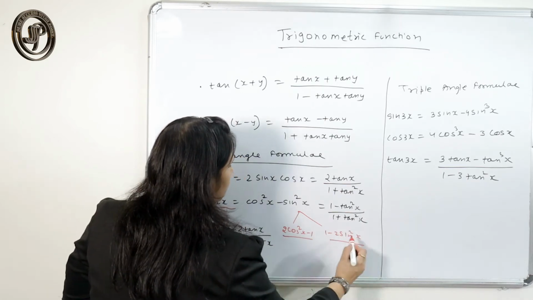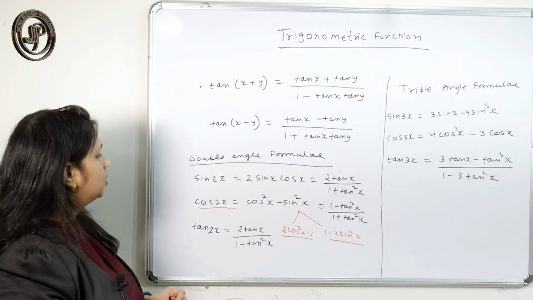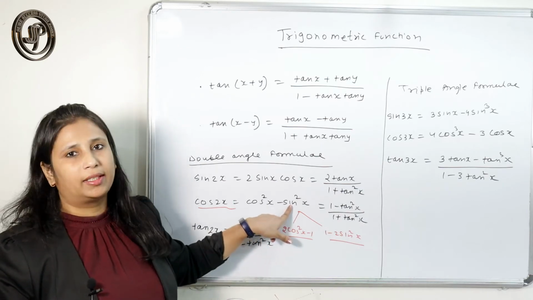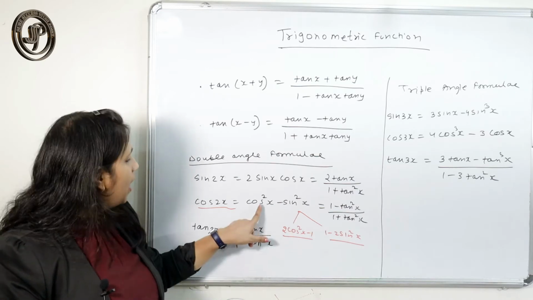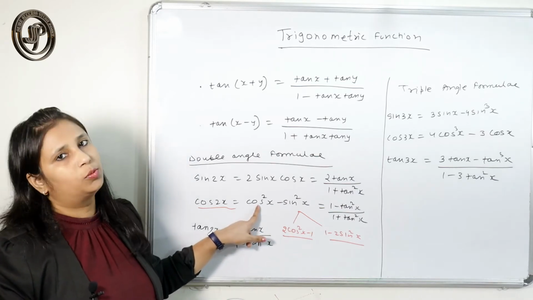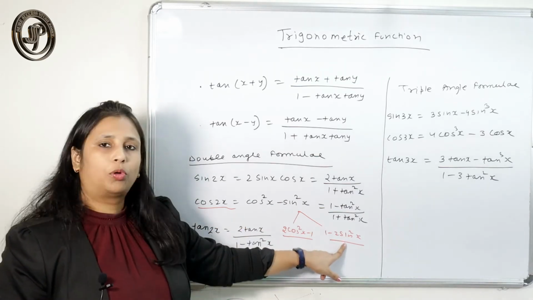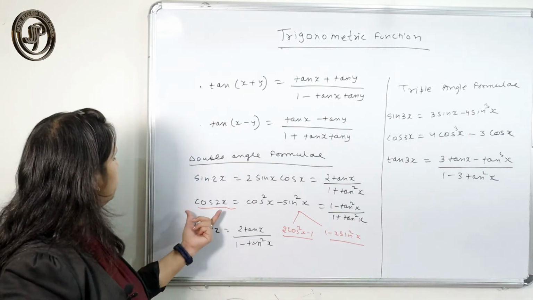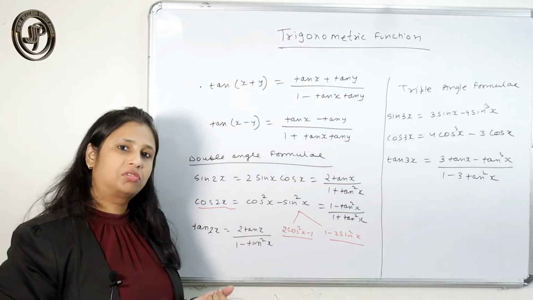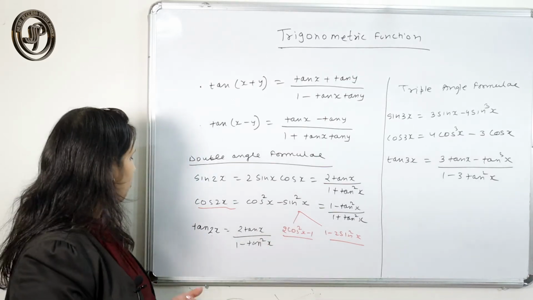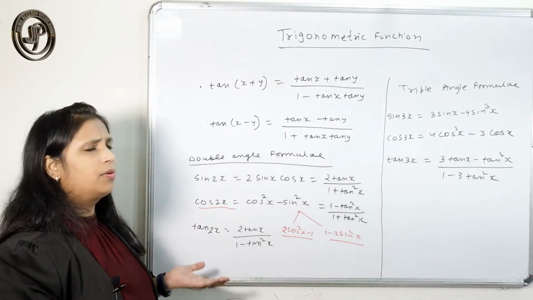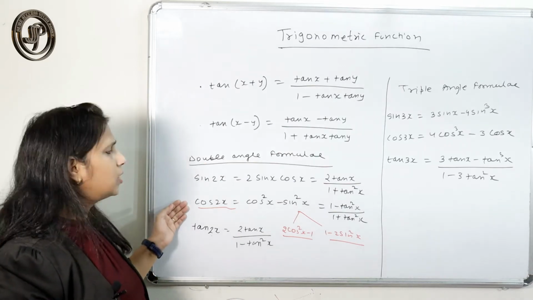How have these formulas come? If you just replace sin square x as 1 minus cos square x, then you get this formula. And if you replace cos square x as 1 minus sin square x, then you get this formula. So for cos 2x, the main formula is cos square x minus sin square x, but you can write it in these two different forms. Tan 2x is again a very simple thing; you know sin 2x and cos 2x.